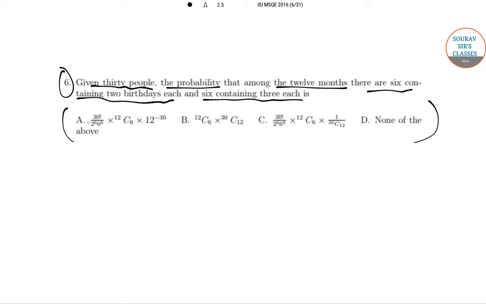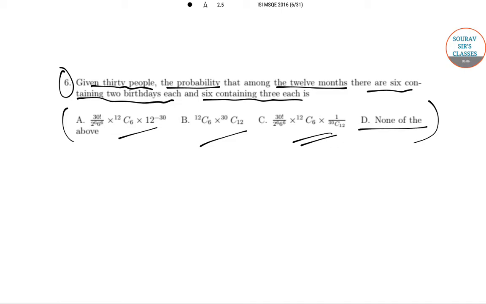The first option is 30 factorial upon 2 to the power 6 into 6 to the power 6 into 12c6 into 12 to the power minus 30. The second option is 12c6 into 30c12. The third option is 30 factorial by 2 to the power 6 into 6 to the power 6 into 12c6 into 1 by 30c12. And the last option is none of these.